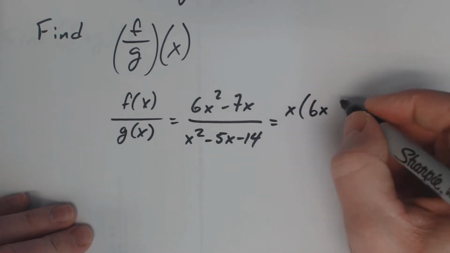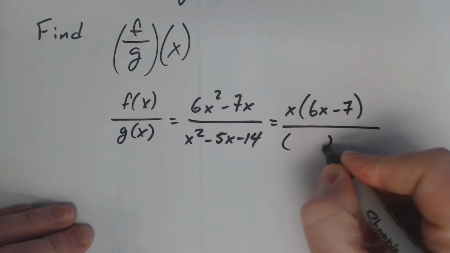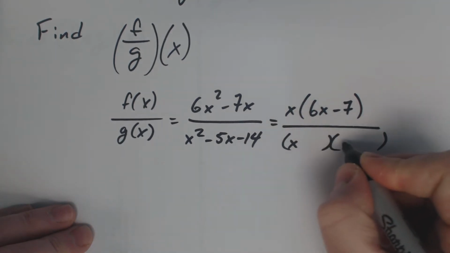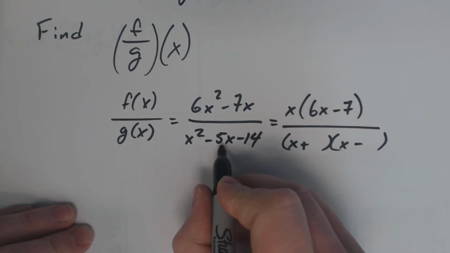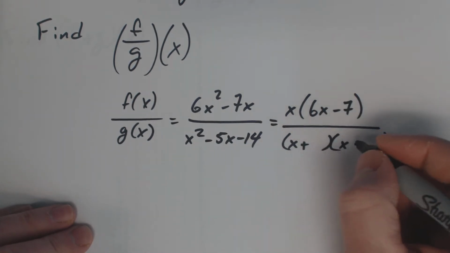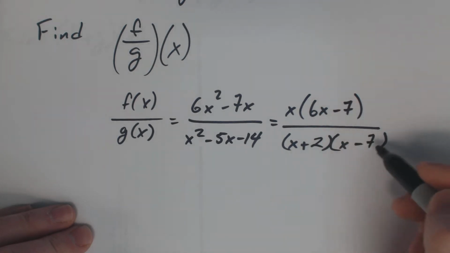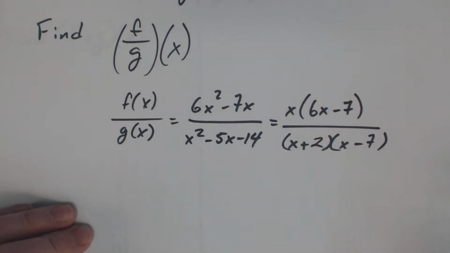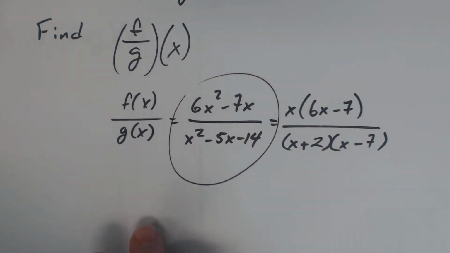If you did simplify it, you could pull an x out of the top, and then you could factor the bottom. Factors of 14 that would subtract to give you 5 would be 7 and 2. And there's no way to get the same thing on top and bottom. So this is your answer, or this one, it doesn't matter. They're both the same thing.